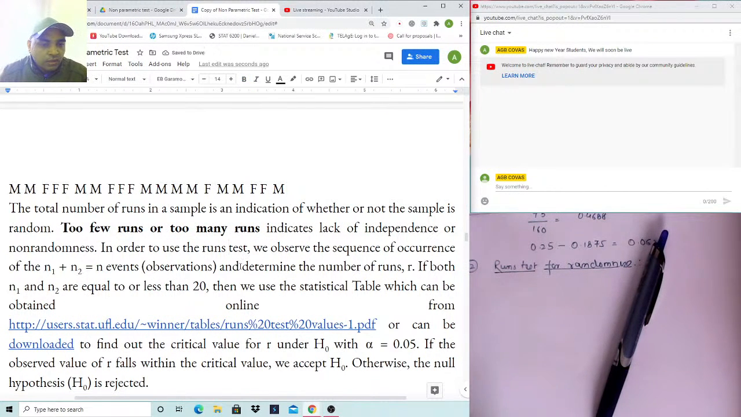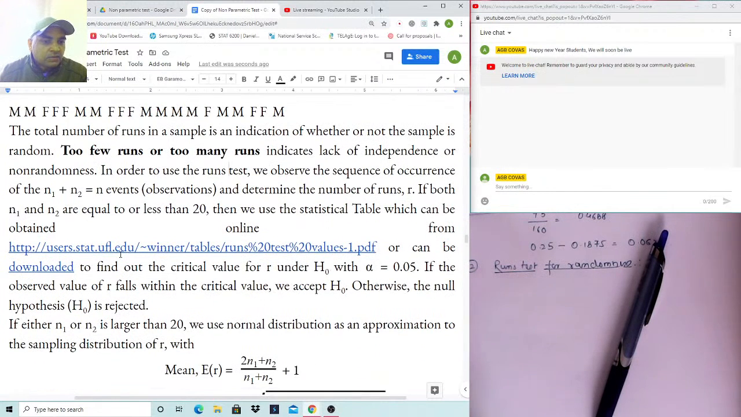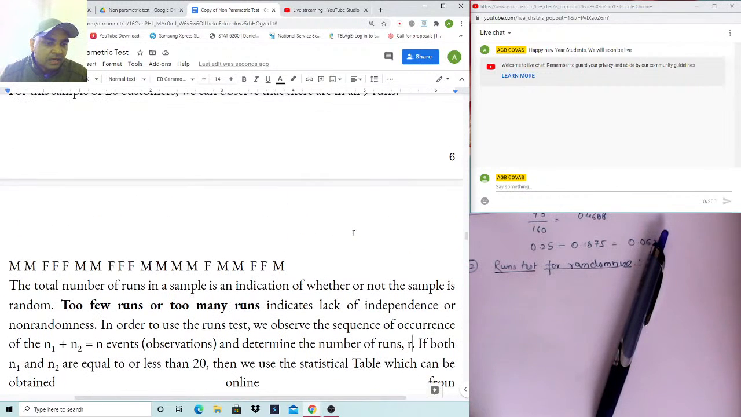So, in order to use the run test, we observe the sequence of occurrence, right? Whatever the events we have, n1 plus n2 is equal to n, total n events, and we determine the number of runs r, as we have discussed here. So here the number of males will be n1, the number of females will be n2, and both will constitute the total number of observations, 20, and the number of runs we have calculated is 9.